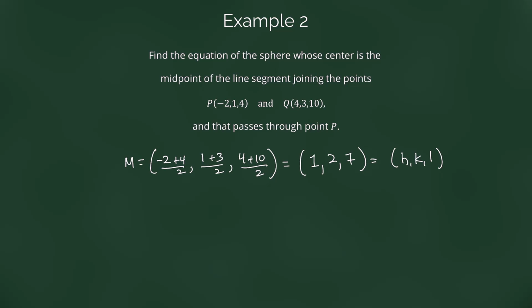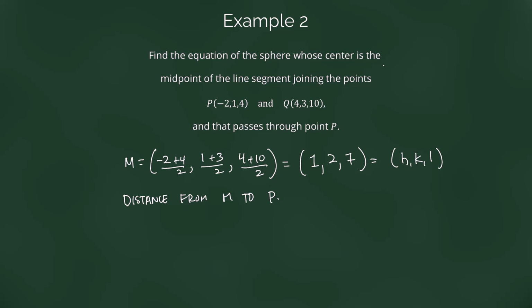We want to pass through the point P. So we need to figure out the distance from M to P. We can do that two ways. We can either take the distance from P to Q and divide it in half, or we can take the distance from M to P directly. I'm going to do the second of those.